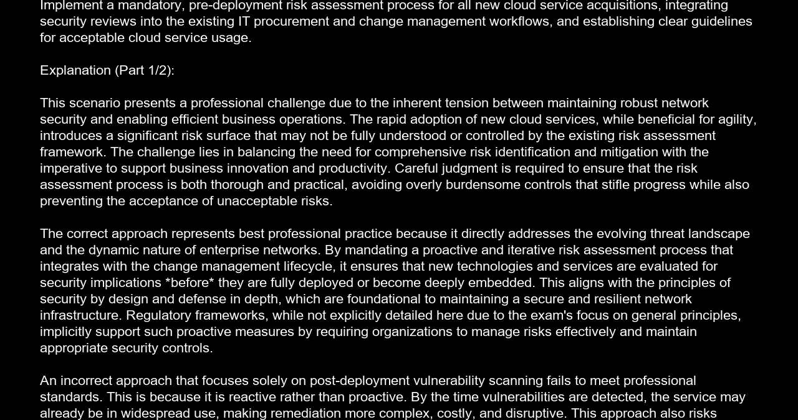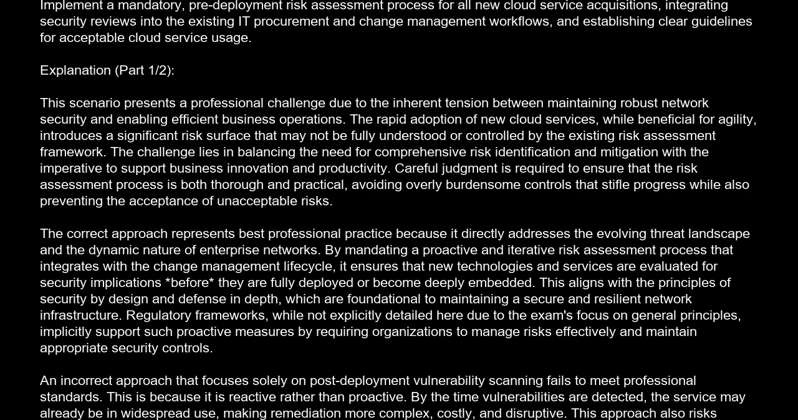The correct answer is D. Implement a mandatory pre-deployment risk assessment process for all new cloud service acquisitions, integrating security reviews into the existing IT procurement and change management workflows, and establishing clear guidelines for acceptable cloud service usage.